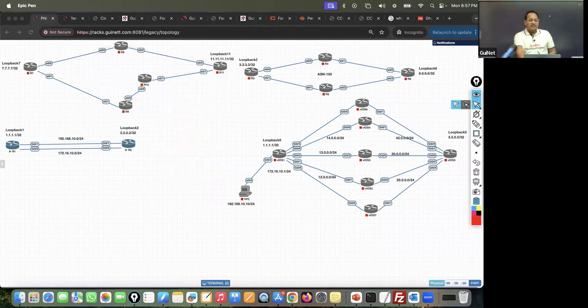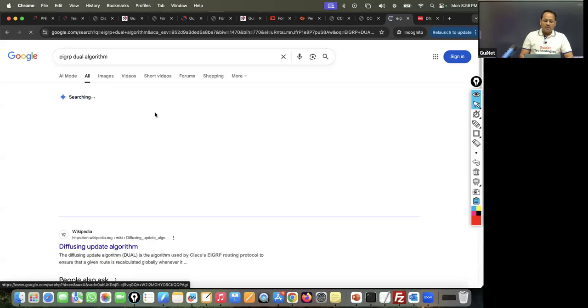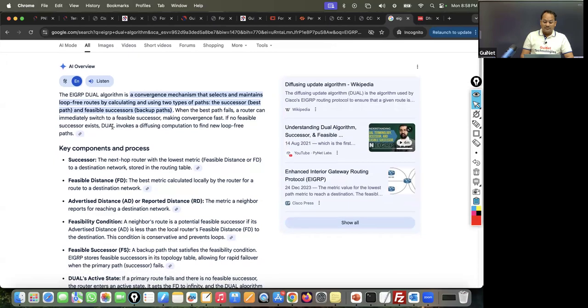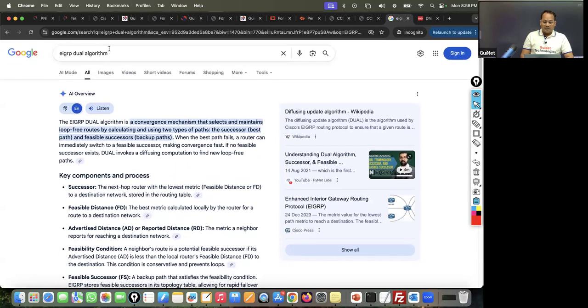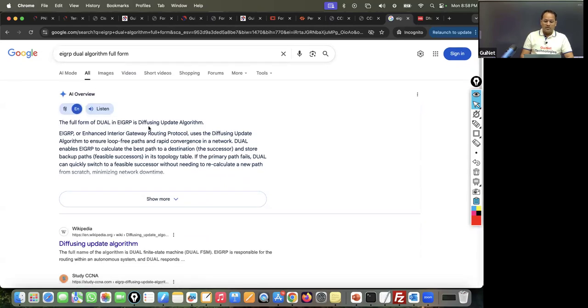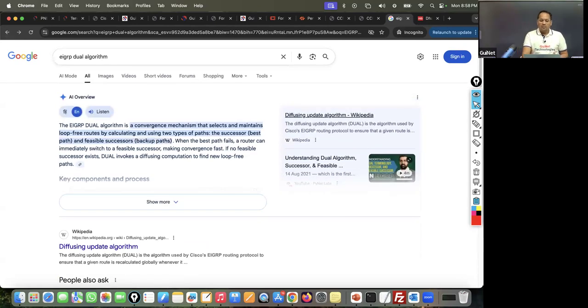That is one thing. Second thing, whenever you run EIGRP, EIGRP is going to use the DUAL algorithm. What is the DUAL algorithm? It is known as the diffusing update algorithm, right? So if you are going to use the DUAL algorithm, what are they going to do?